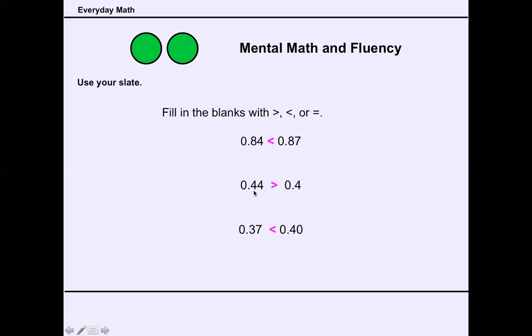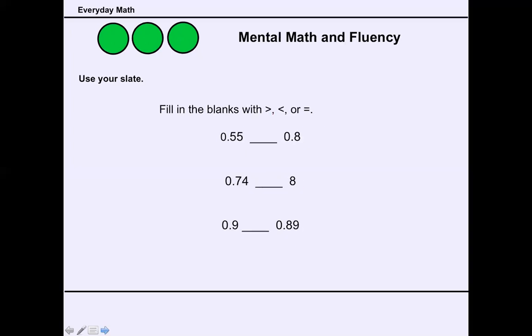For the second one, 44/100 is greater than 4/10. What I like to do when I see hundreds and tenths is I like to make my tenths into hundreds. Now I can easily see that 44/100 is greater than 40/100. And for the third one, 37/100 is less than 40/100. All right, the third slide gets a little harder. Let's check it out.